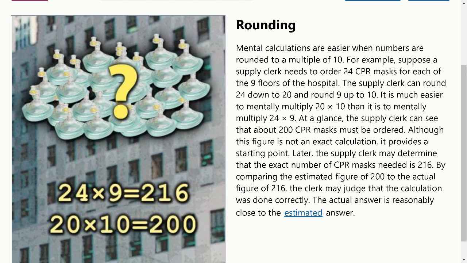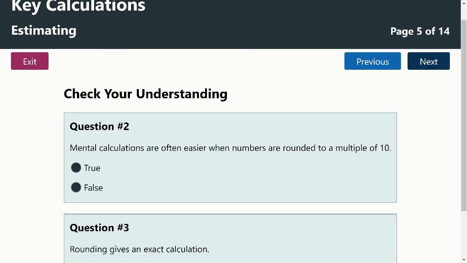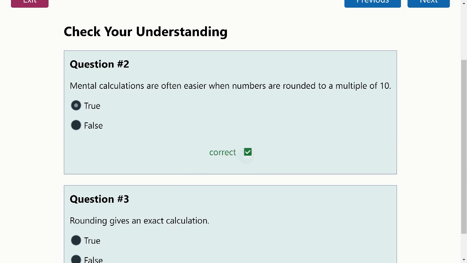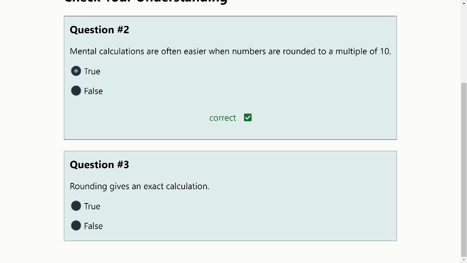So they just estimated by using 10 and 20 that they would need 200 CPR masks. Mental calculations are often easier when numbers are rounded to a multiple of 10. Rounding gives an exact calculation.